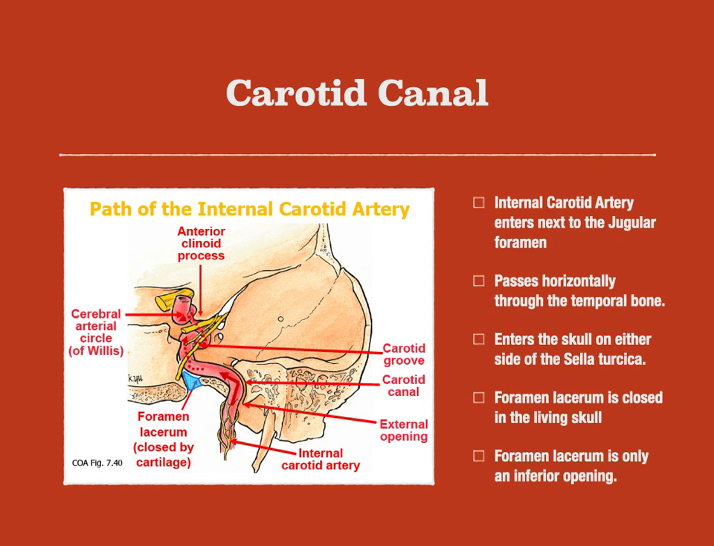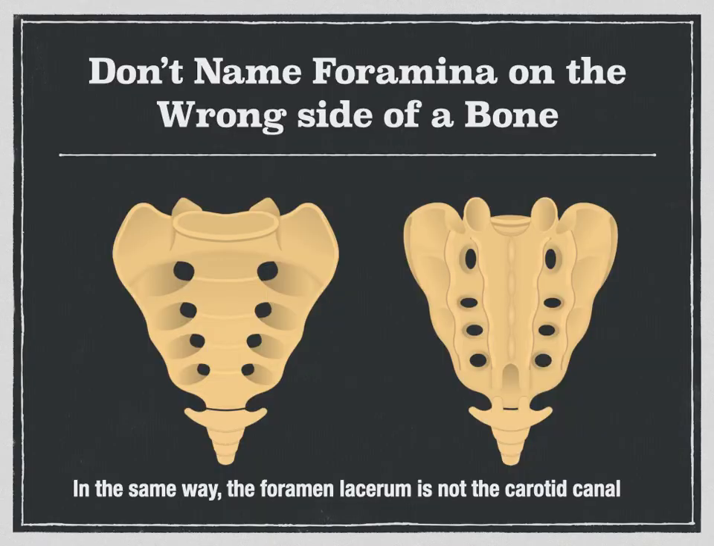And let me give you an example that may help. If you've studied the sacrum, students in my class have already studied the sacrum. We looked at both the anterior and the posterior side of the sacrum, and we saw that there were holes on both sides. Well, you'd be tempted to say those are the same holes, but they're not.